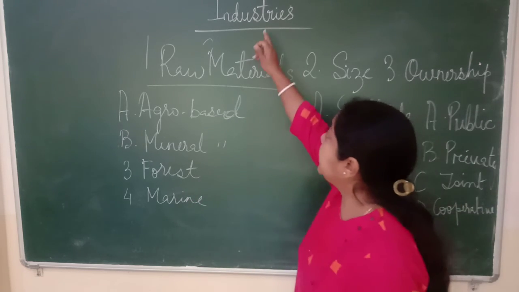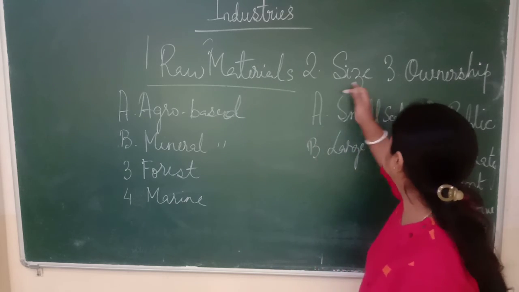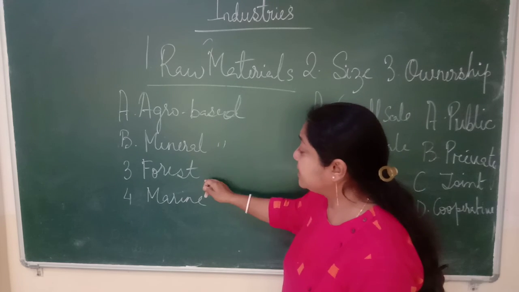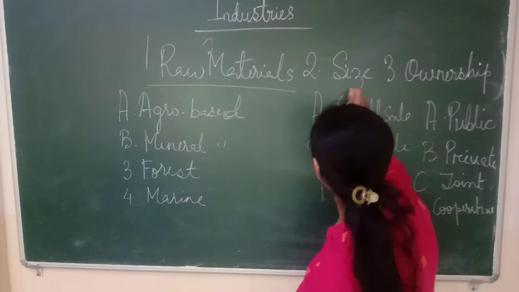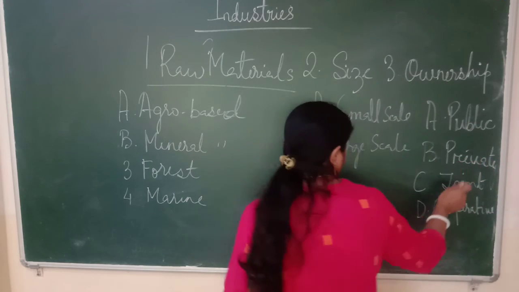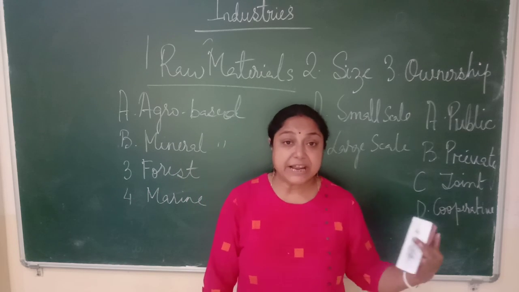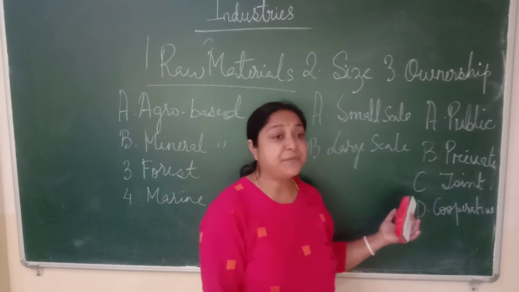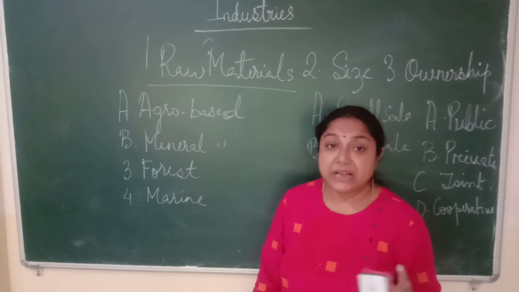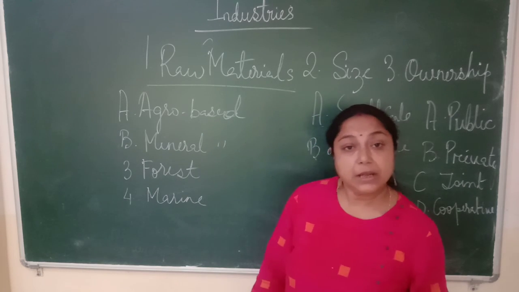Again I repeat, industries can be classified on the basis of raw material, size and ownership. Under raw materials: agro-based, mineral-based, forest-based, marine-based. Size: small scale and large scale. Ownership: public, private, joint and cooperatives. I hope this is clear to you. Please go through the classification with the help of a flow chart. Please go through this first topic, that is industry and the classification.